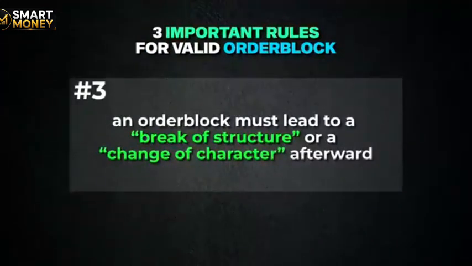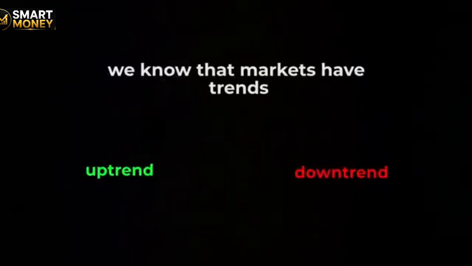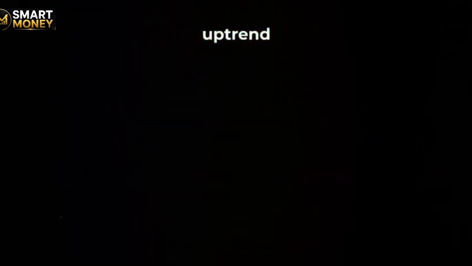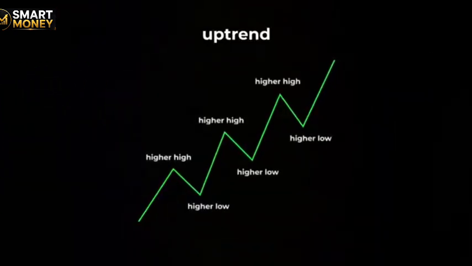Now, for those of you who might not be familiar with these terms, I'll give a quick recap, but if you already know what they mean, feel free to skip ahead to the timestamp displayed on the screen. So basically, we know that markets have trends, uptrends and downtrends. Let's take an uptrend as an example. During an uptrend, the market doesn't just move straight up. Instead, it moves in a structured way, forming what's called higher highs and higher lows. They're called higher highs because each high is higher than the previous one, and higher lows because each low is also higher than the previous one.